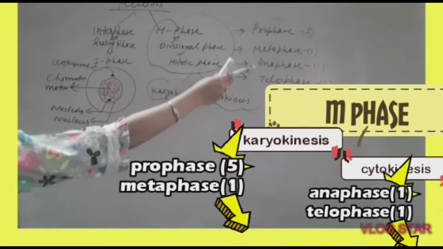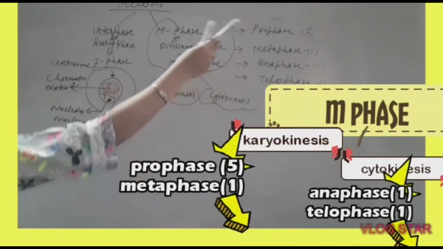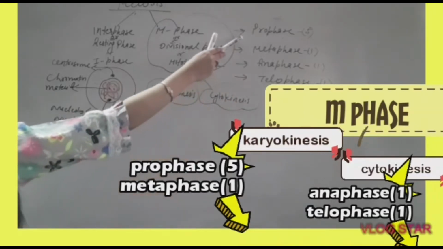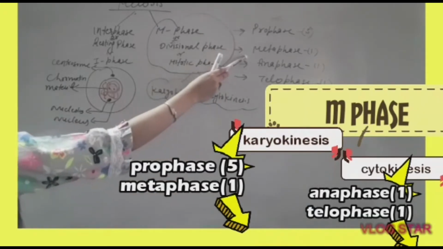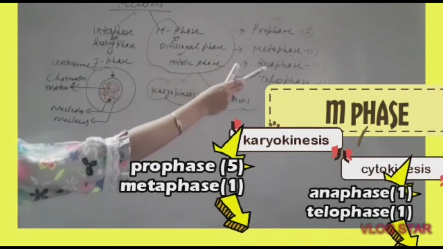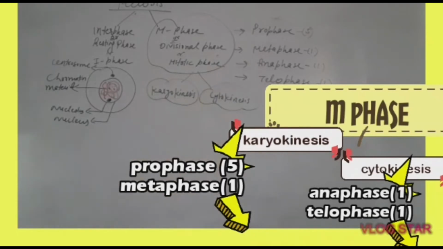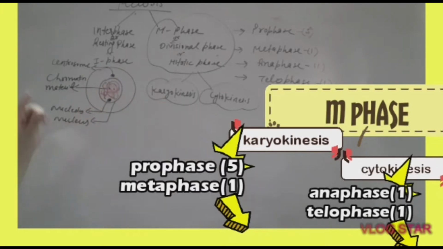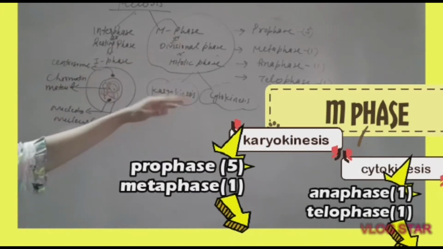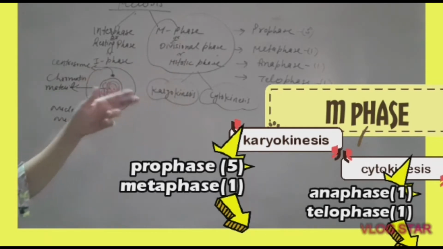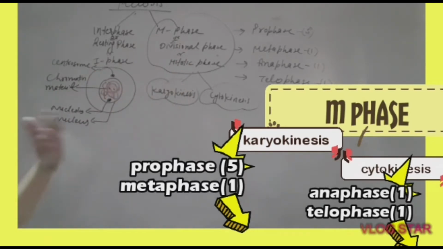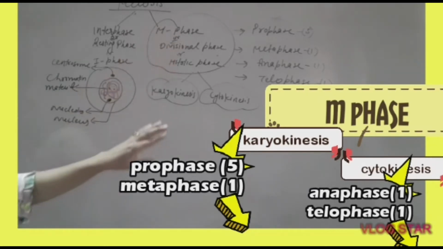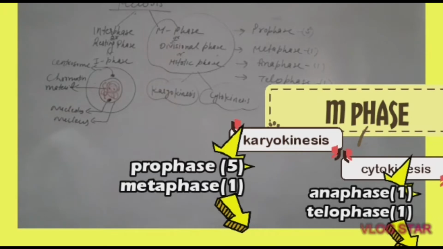And each of these phases further has its own steps. Prophase gets completed in 5 steps. Metaphase gets completed in 1, anaphase in 1, telophase in 1. And focus, these phases, pro, meta, and telo, in meiosis occur twice. How twice? This you will get to know later on. Let us start with the first step of karyokinesis, that is prophase.